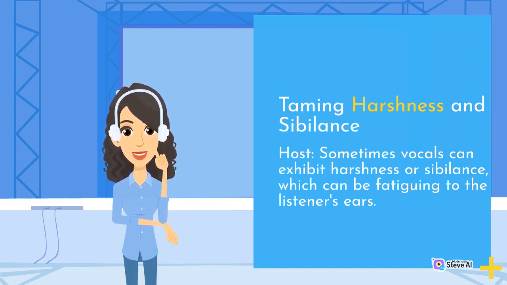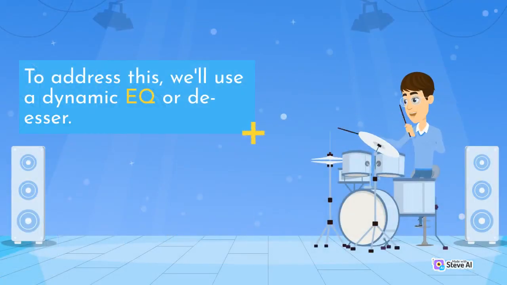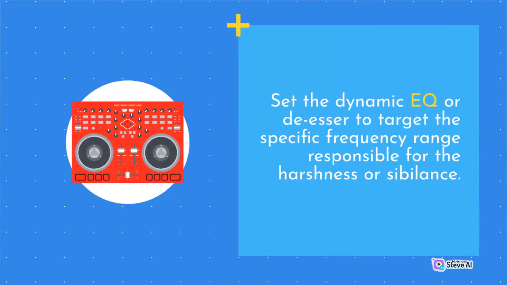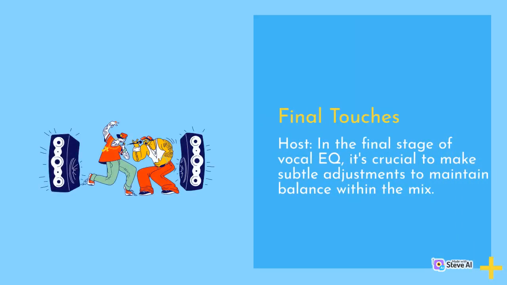Taming harshness and sibilance. Sometimes vocals can exhibit harshness or sibilance, which can be fatiguing to the listener's ears. To address this, we'll use a dynamic EQ or deesser. Set the dynamic EQ or deesser to target the specific frequency range responsible for the harshness or sibilance. Apply gentle reduction whenever those problematic frequencies exceed a certain threshold, maintaining a smooth and balanced vocal performance.